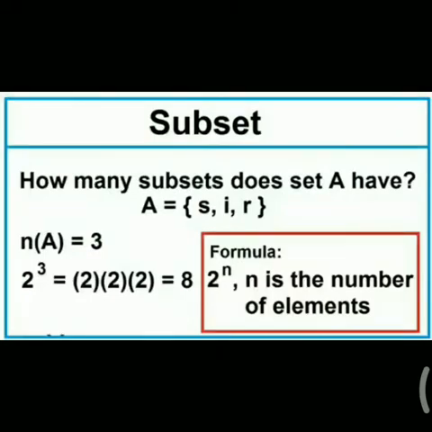Here we discuss the formula for finding the number of subsets of a set. The formula is 2 power n, where n is the number of elements. Here an example is given in which set A contains 3 elements. The number of possible subsets will be 2 power 3, which is equal to 8.